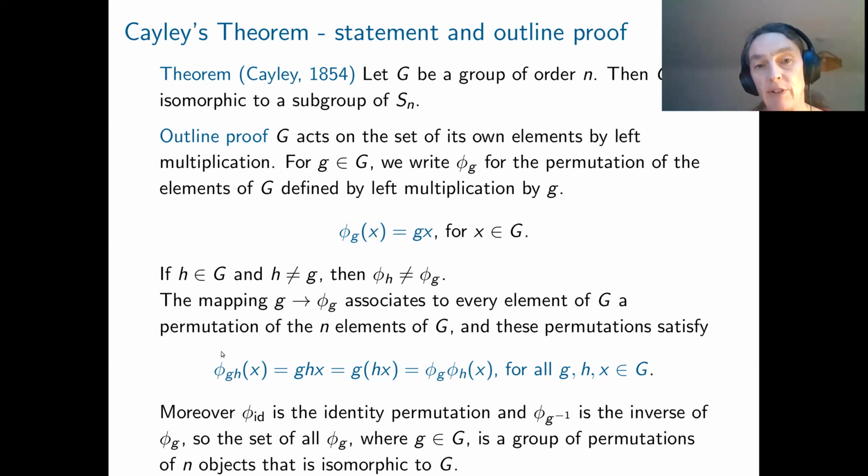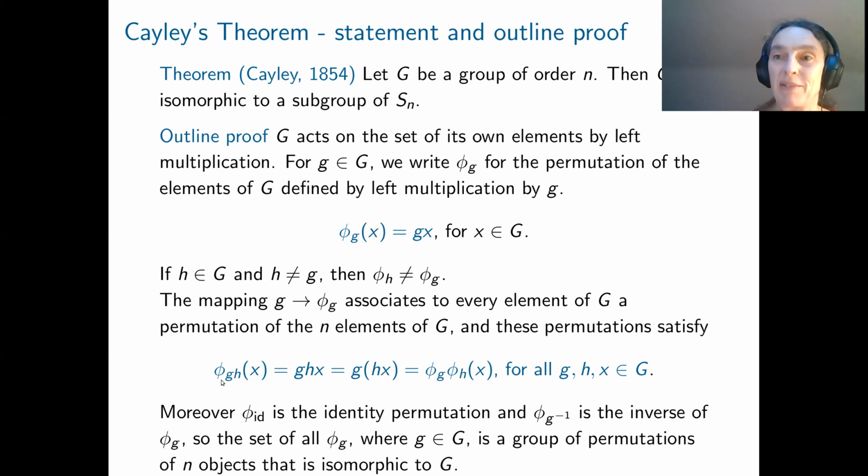That is true. If we take a pair of elements g and h of G, and look at the permutation determined by their product gh, phi gh of x, by definition, x is an element of G. The permutation phi gh, what that does to x is multiply x on the left by the element gh.